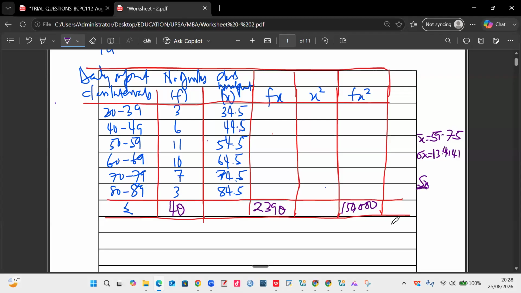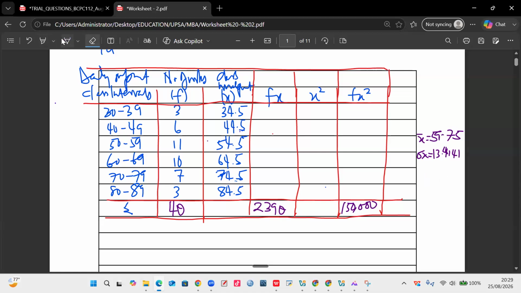So we are done. That's all that we need. Then number 5 is talking about normal distribution. Have you done normal distribution in class? You've done it. It's in your trial questions. We will solve it. So these are the items we need.